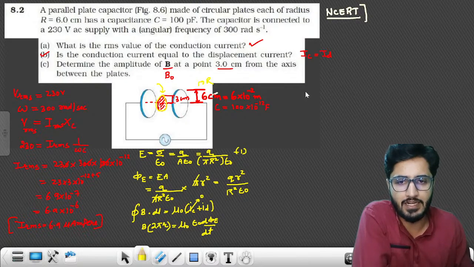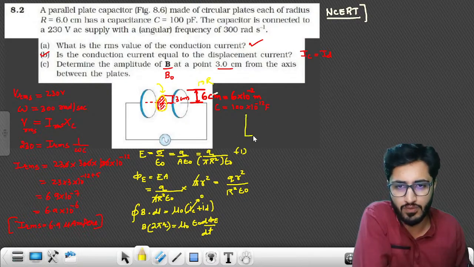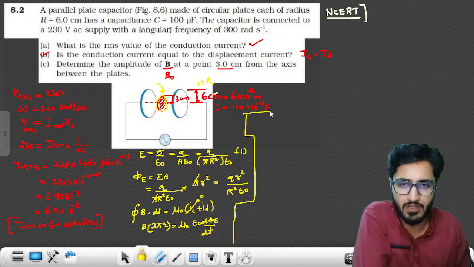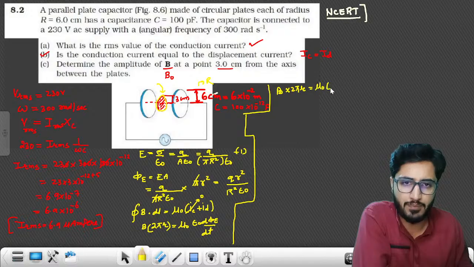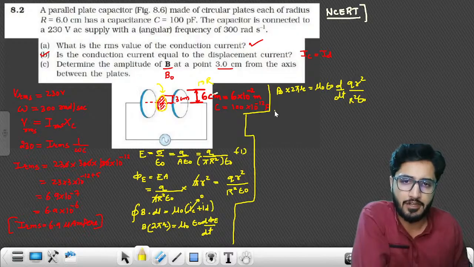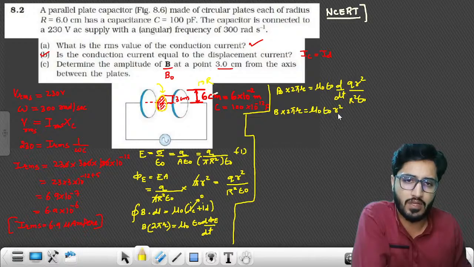So here I can write one more thing. My equation will come out to be B multiplied by 2 pi r equals mu naught epsilon naught d phi by dt, and phi will be q r square divided by r square epsilon naught. So I can write B 2 pi r equals mu naught epsilon naught, I will take r square outside, whole divided by r square epsilon naught.